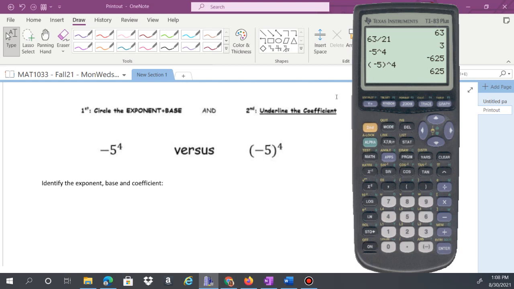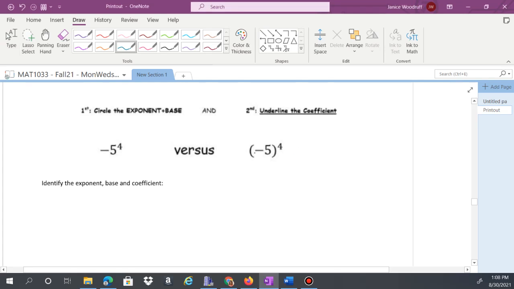What's the difference in these? I put parentheses here. This is one of the things with exponents that we have to be very careful to pay attention to. The exponent is only connected to the base. If I circle the exponent and the base here, that base is just a 5. Whereas here, the base is a negative 5. So this is negative 5 times negative 5 times negative 5 times negative 5. Negative times a negative is a positive, negative times a negative is a positive, so that turned into a positive 625.